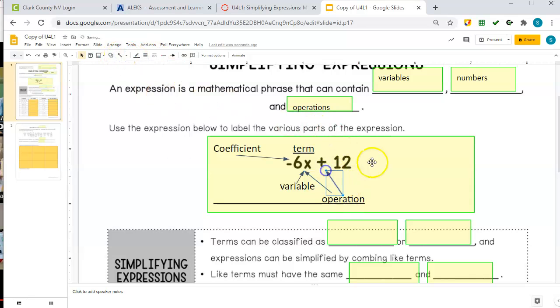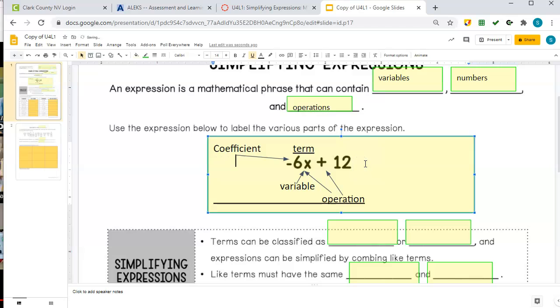there. And then this last term here is called a constant, because it is a term with no variables in it. Let me get rid of that underlining. So we've got our coefficient, that's the number next to a variable. A variable is our letter. Operations are addition, subtraction, multiplication, and division. A constant term is a term that's added or subtracted with no variables. So we've got a term here and a term here.